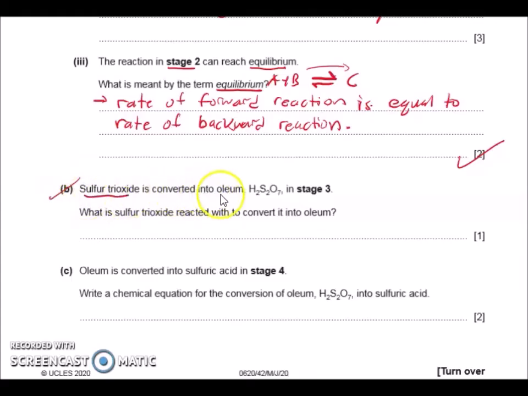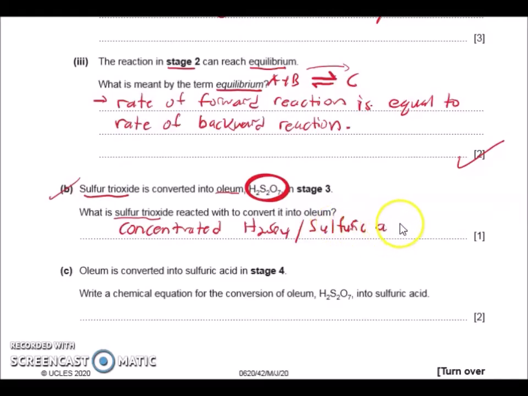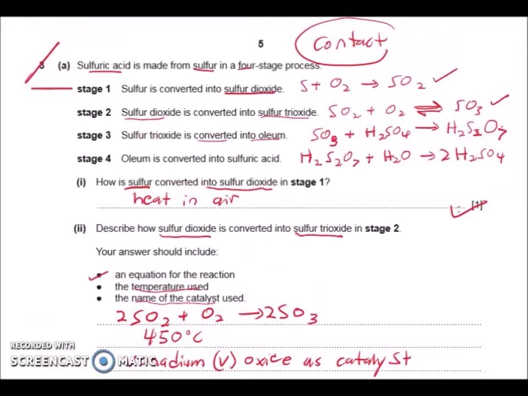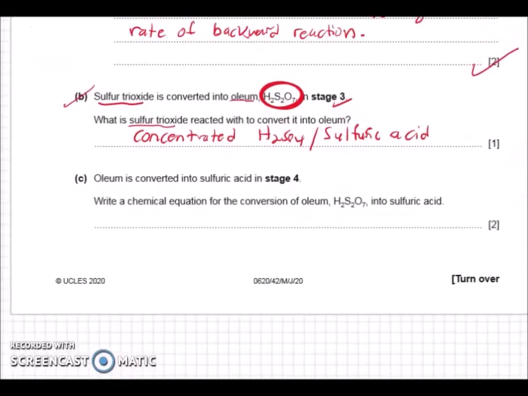Okay, so next we're going to B. Sulfur trioxide is converted into oleum. This one in stage 3. What does sulfur trioxide react with to convert it into oleum? So they'll react with concentrated sulfuric acid. You can put a formula or you can write a name, sulfuric acid. As I mentioned here in my equation earlier, so you look at that here at this part, number 3. This is the equation for it. Okay, now we'll move on further.